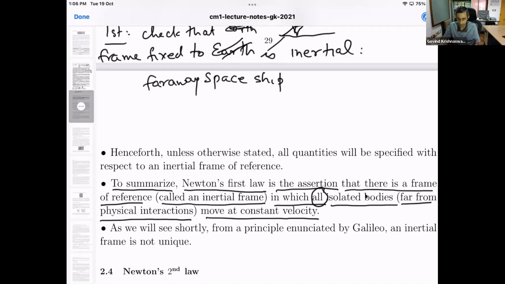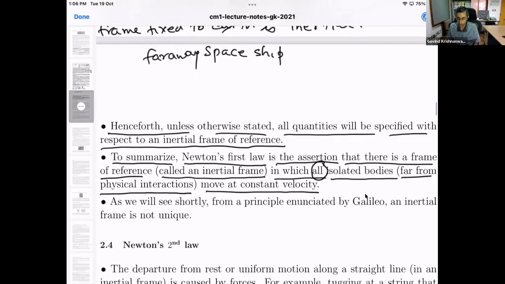Now, a couple of remarks. Henceforth, unless otherwise stated, all quantities will be specified with respect to an inertial frame of reference. To make our life simple, we will, at least in the initial part of this course, deal with physics as viewed from inertial frames. When I say inertial frame, I mean a frame in which Newton's first law holds, namely a frame in which isolated particles travel in straight lines at constant speed. So that is the definition of an inertial frame, and we will view physics from an inertial frame. Later on, we will talk about non-inertial frames as well. Now, one more remark.